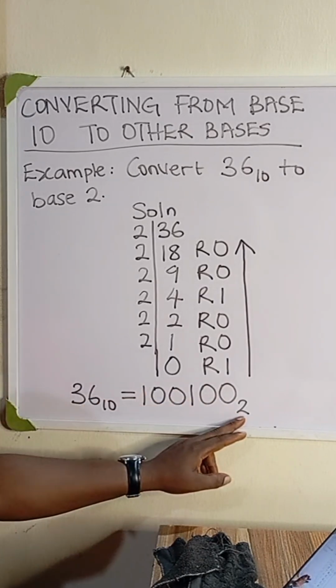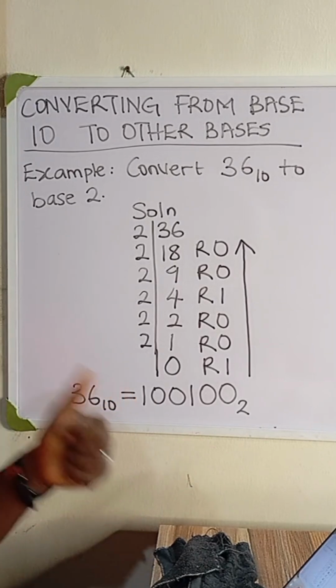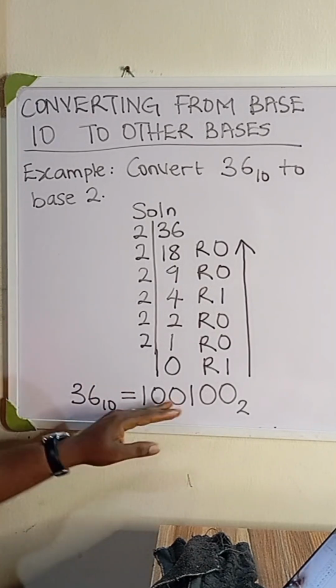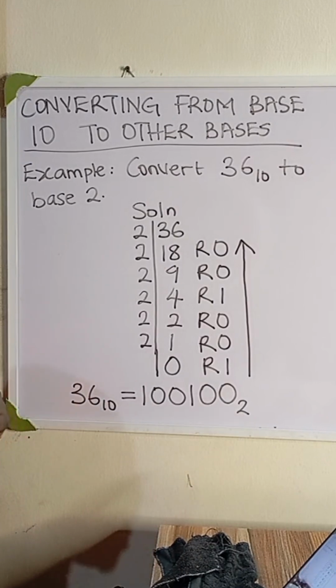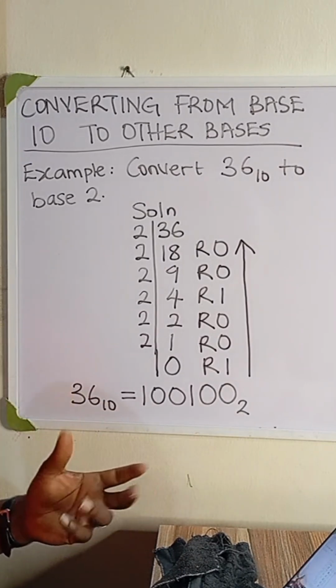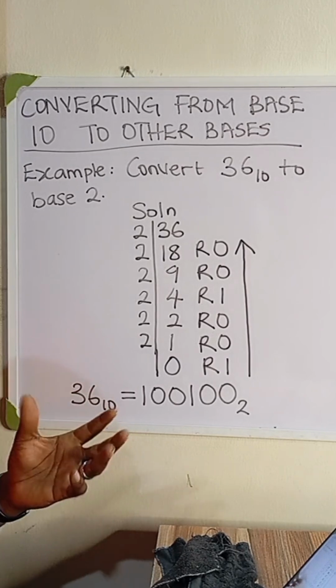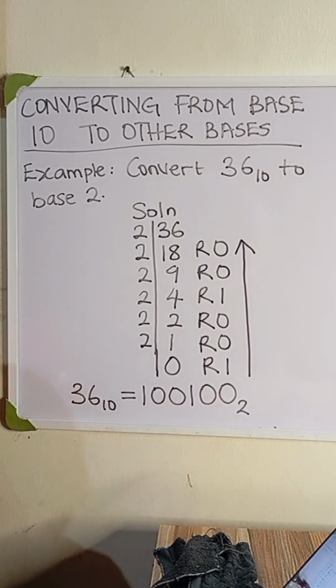If you observe carefully, you discover that this base 2 number only contains 2 digits, 0 and 1. You can't find 2 there, you can't find 3, 4, 5, 6, no. The digits are 0 and 1.